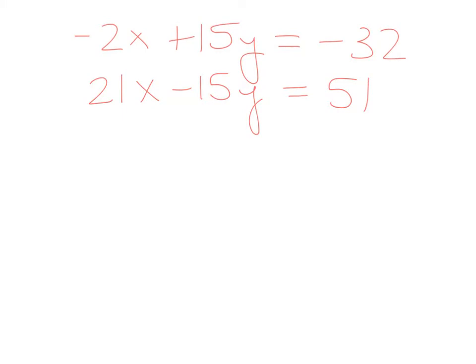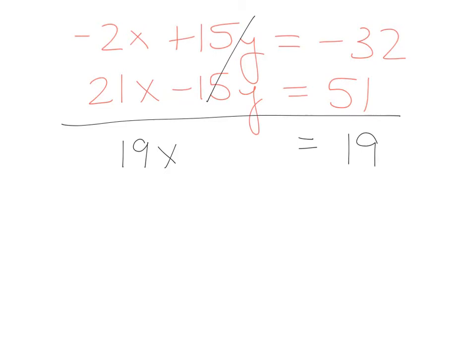All right, so now that we've done that, now the y's will cancel out because it's a positive and a negative, so they cancel right away. Negative 2 plus 21 is 19x equals, and then 51 minus 32 will give you 19, and you divide and get 1.